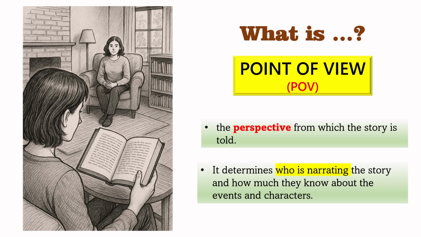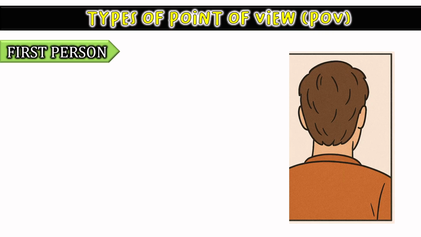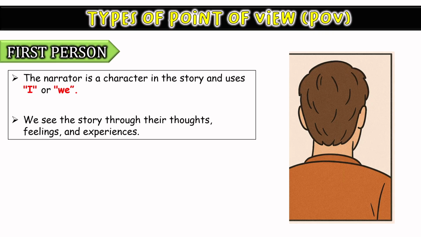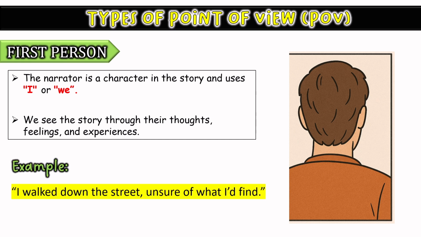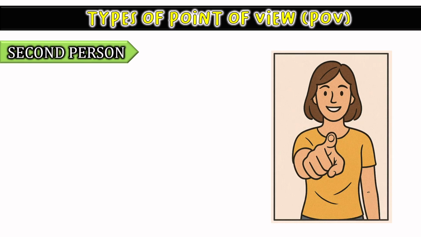The main types of point of view are first person, second person, and third person point of view. First person point of view. The narrator is a character in the story and uses I or we. We see the story through their thoughts, feelings, and experiences. For example, I walked down the street, unsure of what I'd find.